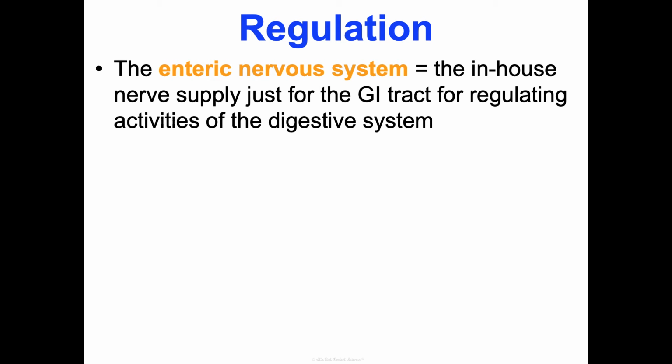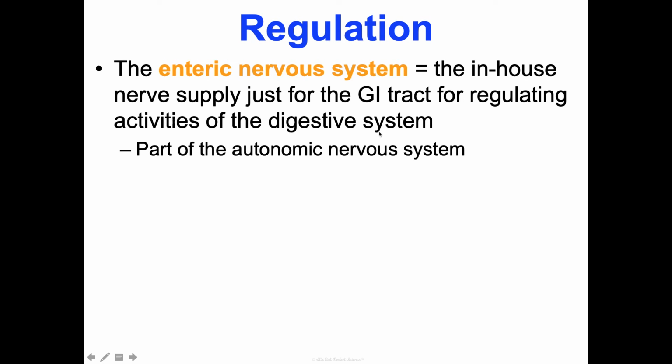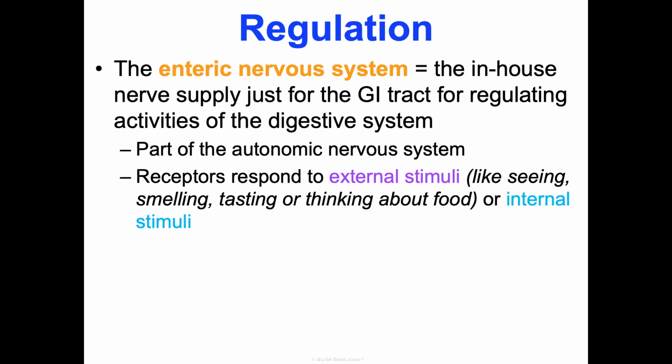So, the enteric nervous system, that prefix "enter," is just referring to gut. So anything that has that prefix is just referring to your gut. So it's like your gut's nervous system. This is an in-house nerve supply that's just for your GI tract for regulating activities of the digestive system. It's considered part of your autonomic nervous system, which should be a very familiar term from Unit 3, Control and Coordination. And it has receptors that respond to external stimuli, such as seeing, smelling, tasting, or thinking about food.